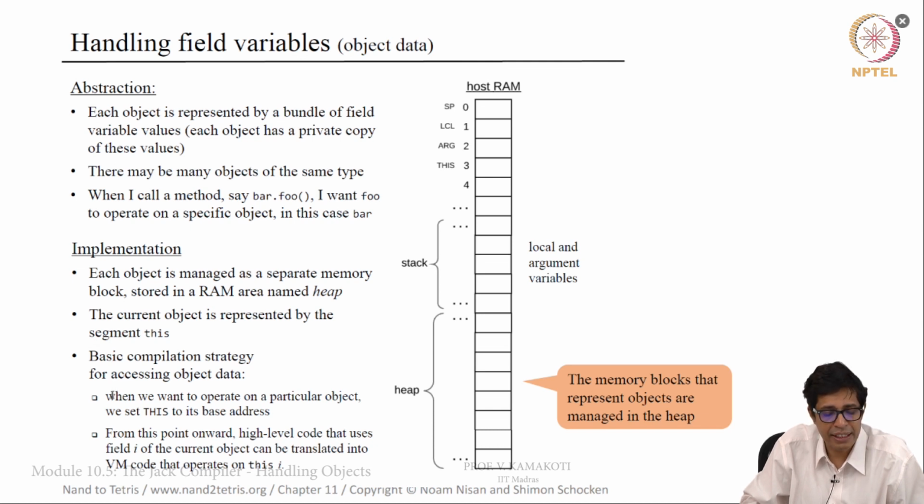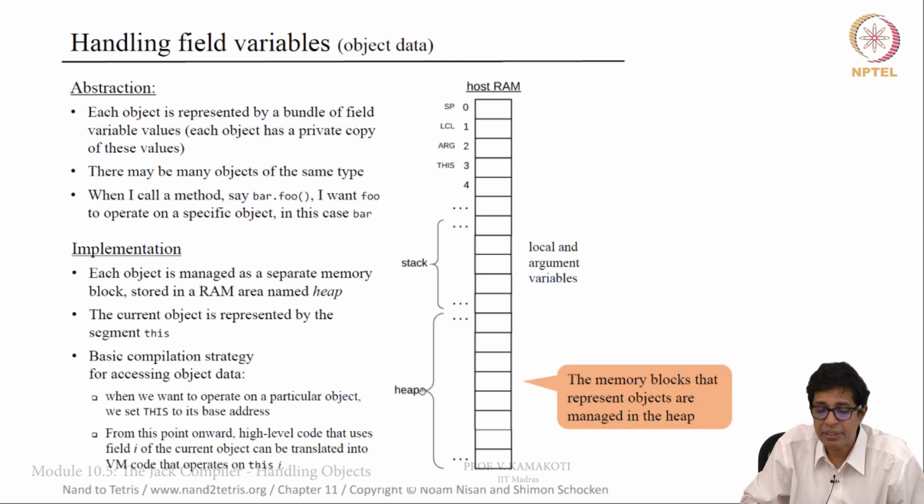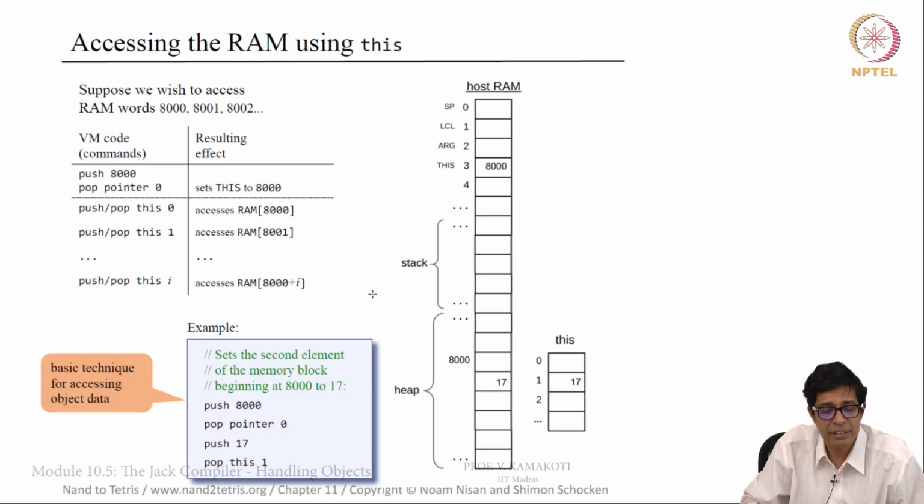That is what we are saying here. When we want to operate on a particular object, we set this to its base address. From this point onward, high level code that uses field i of the current object can be translated into VM code that operates on this i. So, if I want to access field variable 1, I have to access this 1 here. We have already seen that, and this is how the field variables are handled.